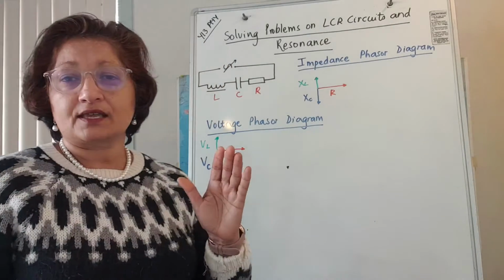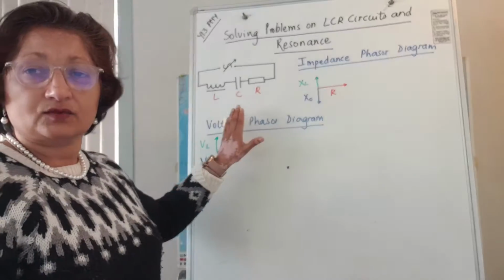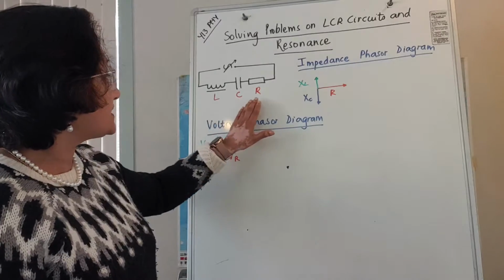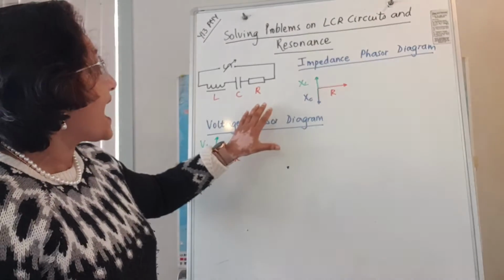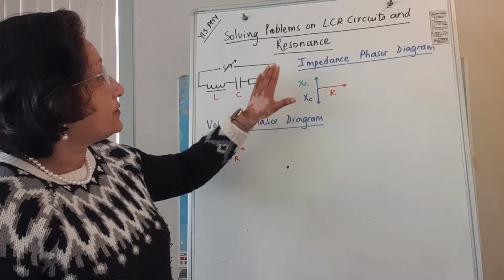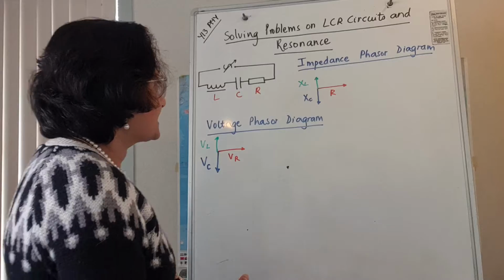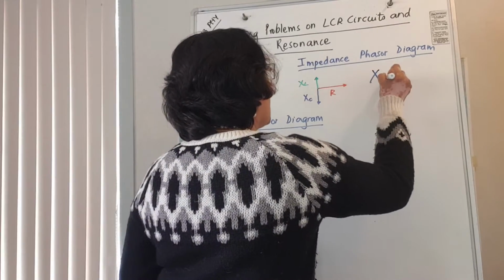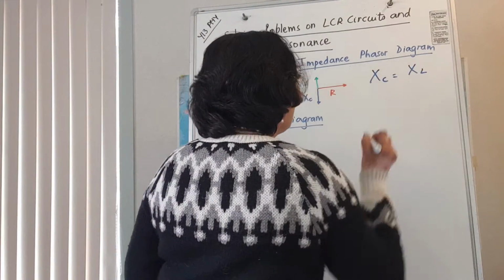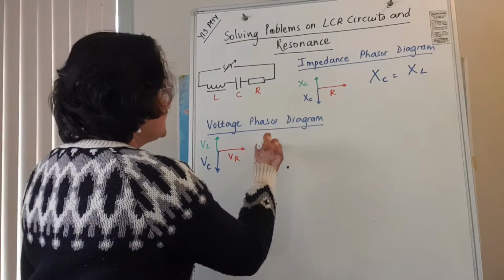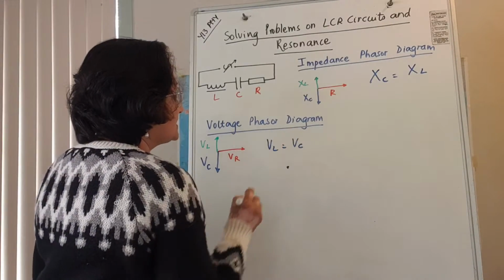What we need to keep in mind is an LCR circuit is one that has an inductor, capacitor and resistor in series, and at resonance this is your impedance phasor diagram. XC equals XL. So this is something we need to know. Okay, and also VL equals VC.